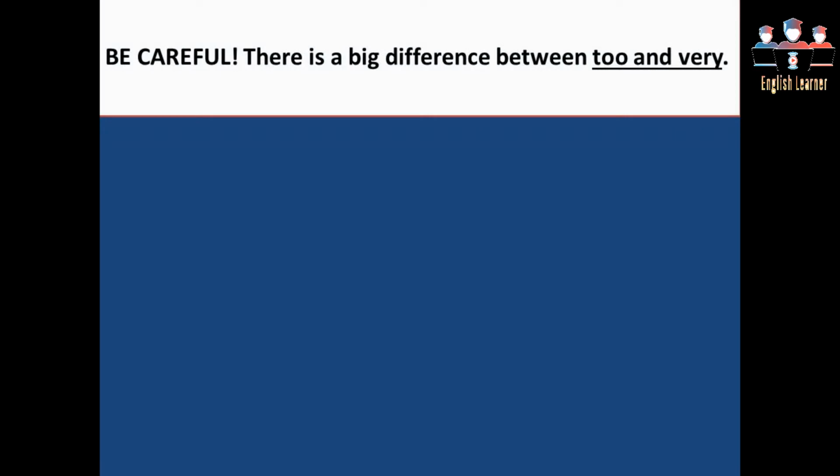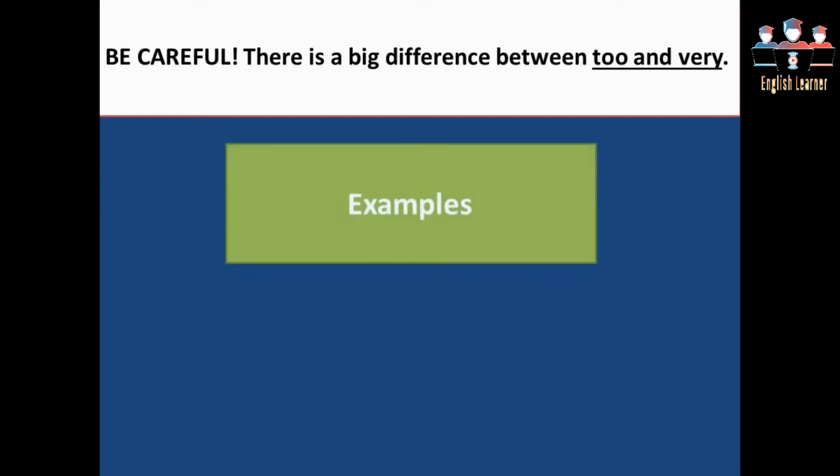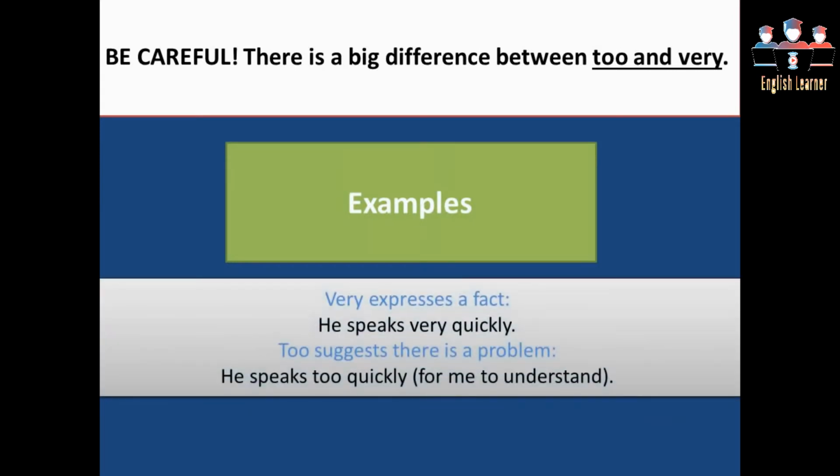Next, it is very much important to consider this point. Be careful that there is a big difference between too and very. Let's see what it is. Examples. Very expresses a fact. For example, he speaks very quickly. This is a fact. We cannot change it.